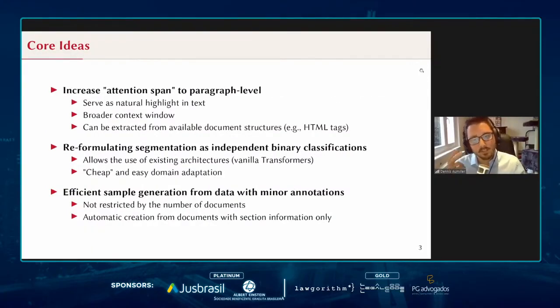We have three main areas that we're going to focus on. The first one is relatively trivial to understand. We're simply moving the attention span of our segmentation model from a sentence level to a paragraph level. This gives us a much more natural transfer of what elements already exist in the text, and they serve as a natural boundary that we assume in our work.